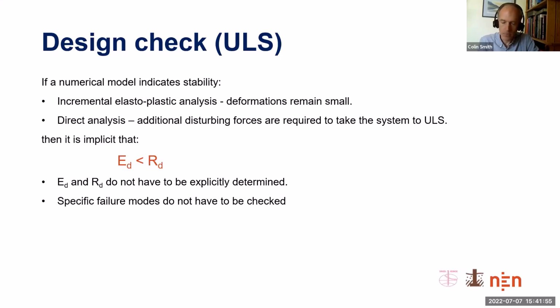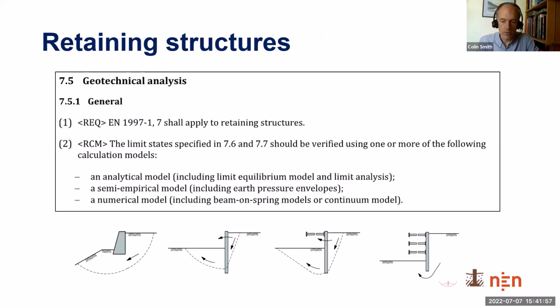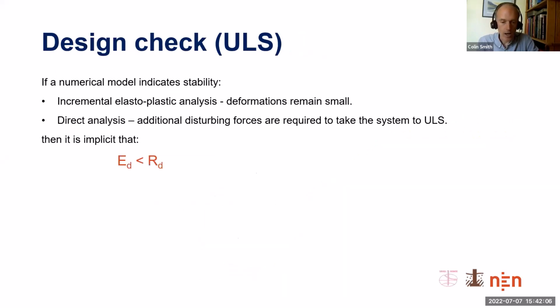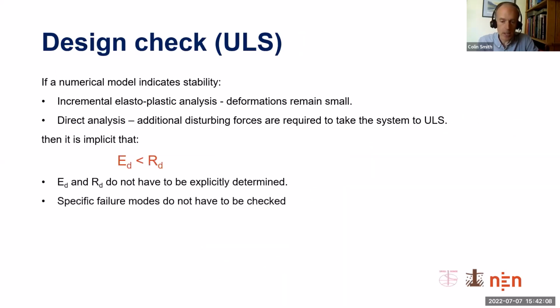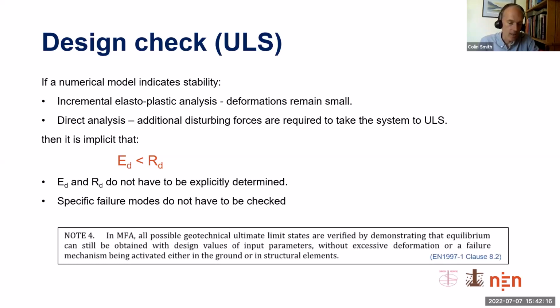So for example, if I jump back to the previous slide, we've got 4 failure modes among quite a lot at the bottom here. It's not necessary to look at each one, as long as you are happy that the method will implicitly check all those failure modes using the same partial factor set. You don't have to check them individually. And there's a note in the code that essentially says in MFA, all possible geotechnical ultimate limit states are verified by demonstrating that equilibrium can still be obtained with design values of input parameters without excessive deformation or a failure mechanism being activated.